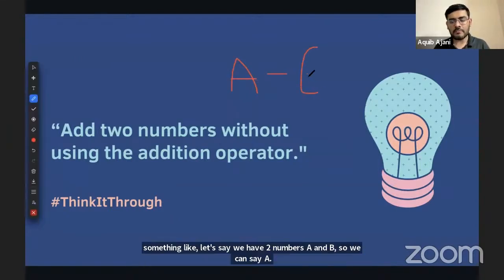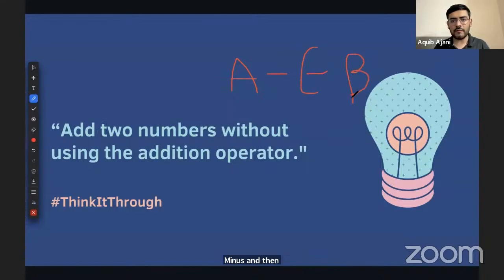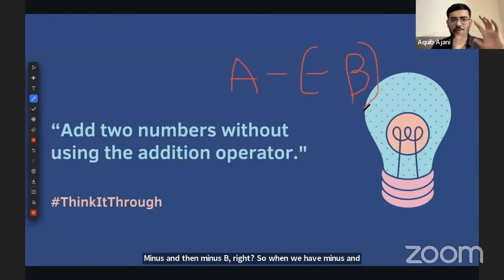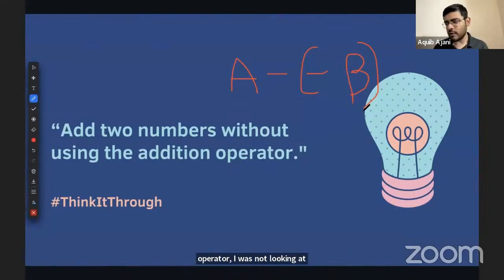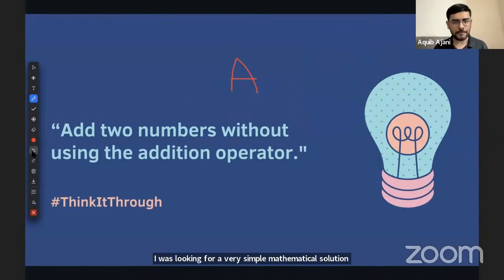Minus and then minus b, right? So when we have minus and minus, it will be plus. So this is the correct answer. For everybody who has said this or something similar, you are on point. There are other ways which are very technical, like binary conversion or operator usage, and, double greater than, and so on, but I was not looking at any of that. I was looking for a very simple mathematical solution, and this is it. So minus minus is the correct answer for this one.